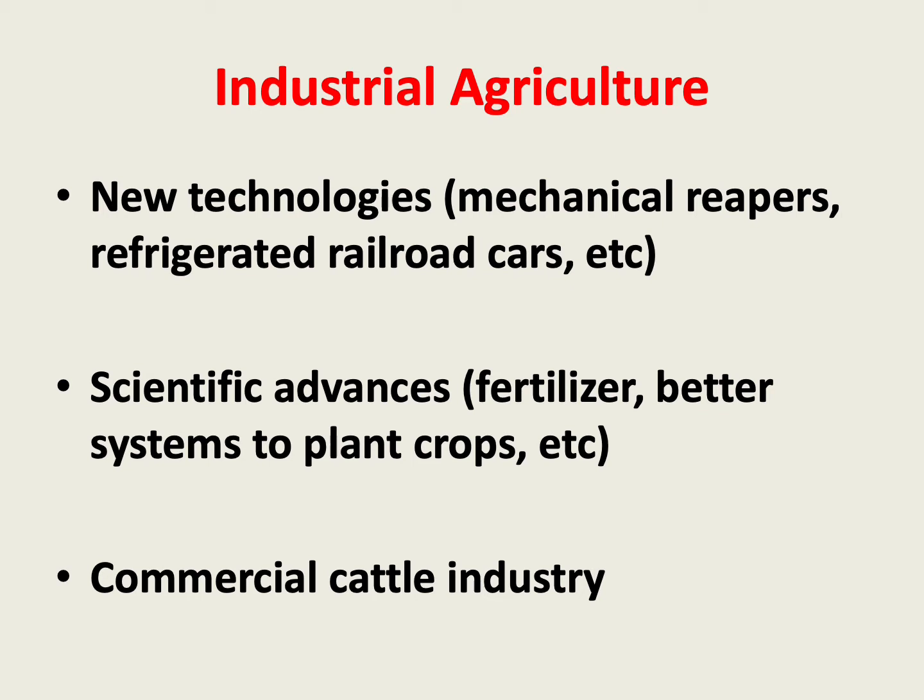There were also many basic scientific advances that allowed agriculture to become more productive. And one of these was a much better understanding of the nutritional needs of plants, and that allowed for the development of better fertilizers, both natural, organic fertilizers, and what we'd call today chemical fertilizers.